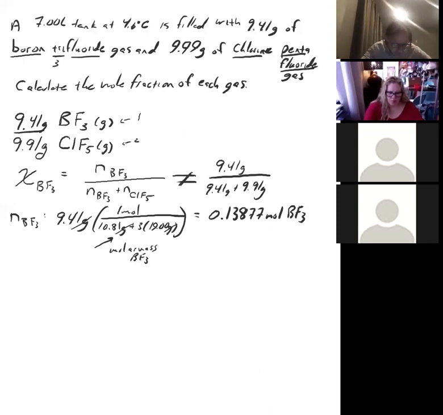Let's find the moles of chlorine pentafluoride. That's probably a pretty nasty compound. Anytime you get chlorine and fluorine together, it's not very nice. 9.91 grams times 1 mole, and then it's chlorine pentafluoride. So chlorine is 35.45, and then fluorine is 19.